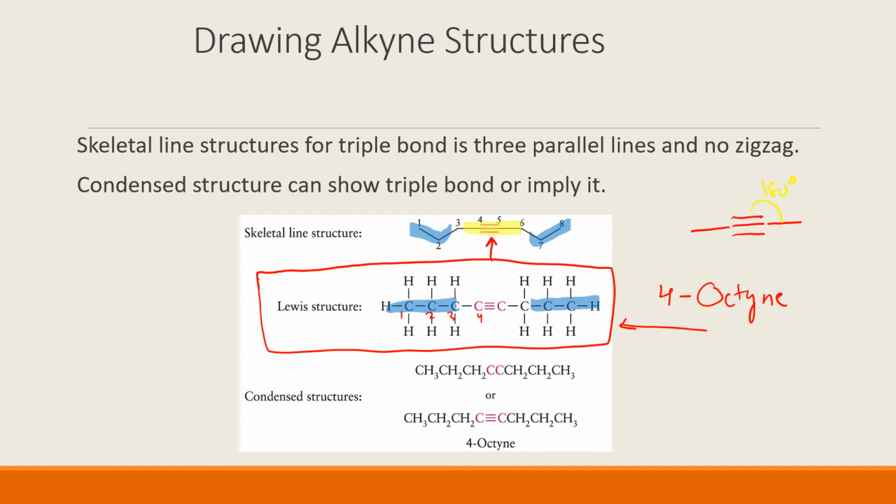The condensed structure for a triple bond is inferred from the carbon groups, or it can be drawn as three parallel lines as shown here. I prefer to show the position of the triple bond in the condensed structure. However, it can also be represented by just carbon and hydrogen atoms. In this case, we have to determine from these carbon and carbon atoms that it is an alkyne.